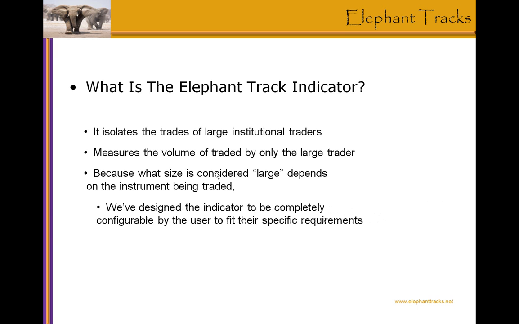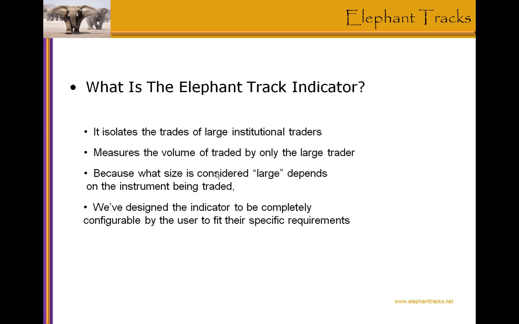So obviously we've designed the indicator to be completely configurable by you so that you can dial it in to fit the instrument or the contract that you're trading. So if you're using this on stocks, you would change that to fit your requirements.